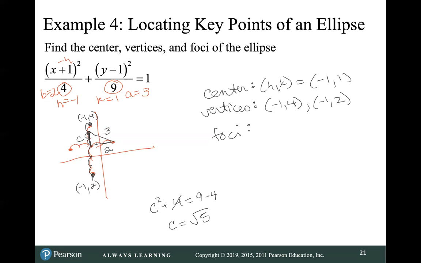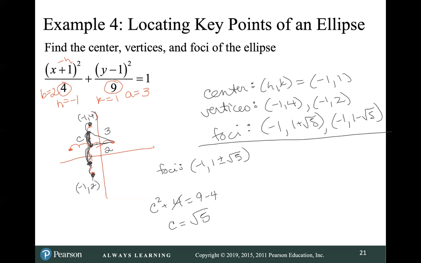Okay, so here I have (-1, 1) plus and minus c. (-1, 1 plus the square root of 5), and (-1, 1 minus the square root of 5). Why is that? Because from the center, I go a distance of the square root of 5 up and a distance of the square root of 5 down to find my two foci. So there are my critical points.